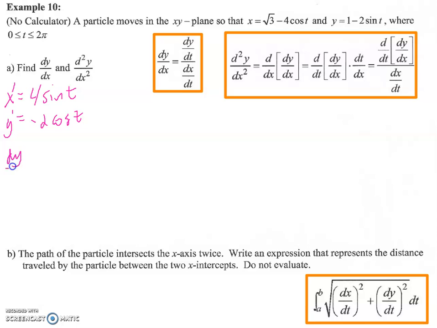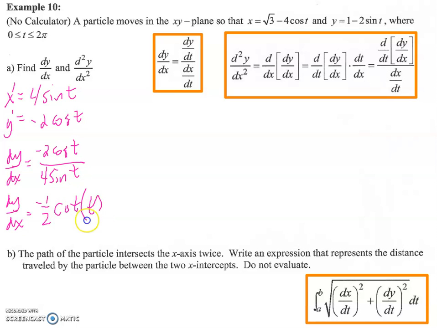Right, so we know dy/dx is just dy/dt divided by dx/dt, or y prime divided by x prime. So what we have here is negative 2 cosine of t divided by 4 sine of t. And since they're asking for the second derivative, let's go ahead and simplify that using trig identities. So we got dy/dx is equal to negative 1/2, and cosine divided by sine is just cotangent of t. Alright, so there's our first derivative.